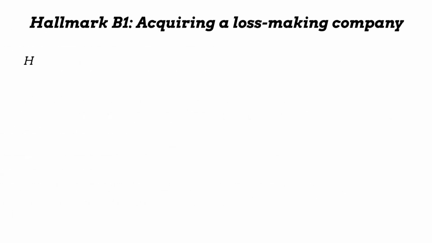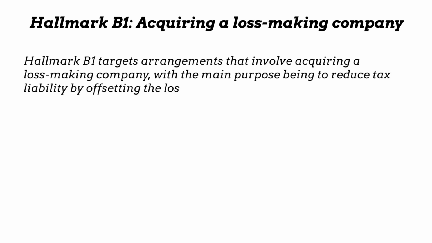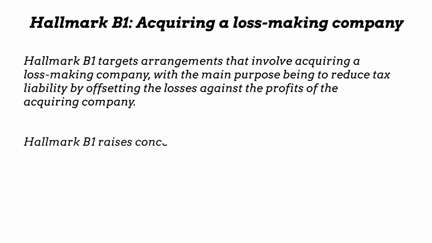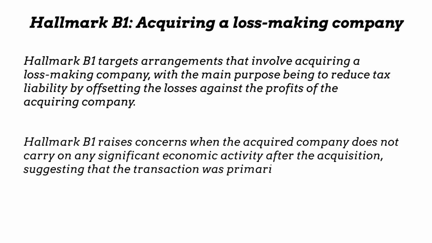Hallmark B1, acquiring a loss-making company. B1 targets arrangements that involve acquiring a loss-making company, with the main purpose being to reduce tax liability by offsetting the losses against the profits of the acquiring company. This hallmark raises concerns when the acquired company does not carry on any significant economic activity after the acquisition, suggesting that the transaction was primarily for tax advantage purposes.